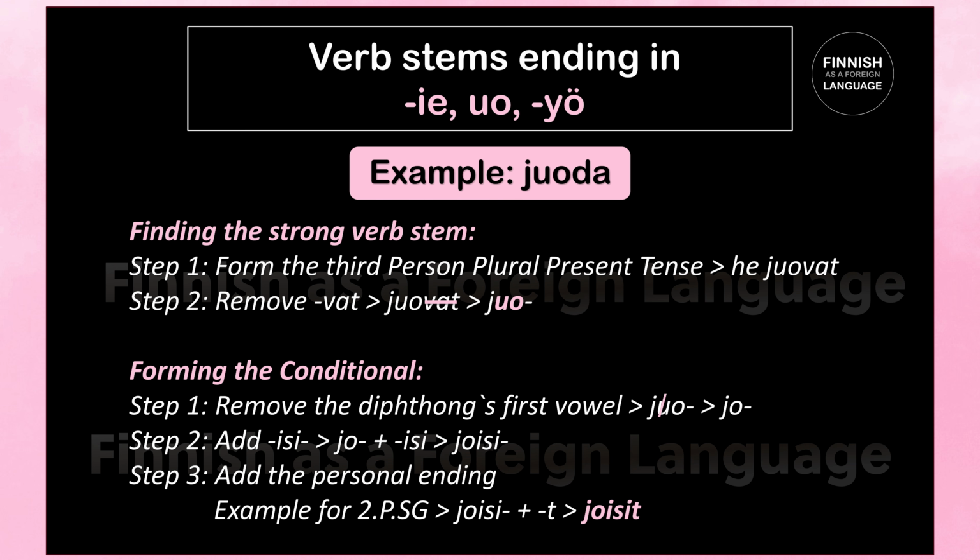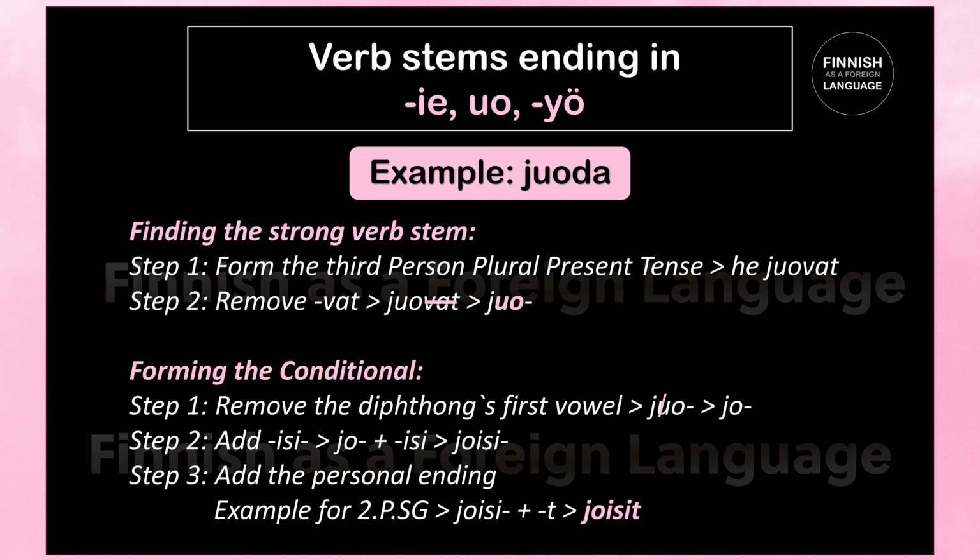And then step number 3, we add again the personal ending we want. Let's take for example the second person singular. Joisi plus t is joisit. In English it means you would drink, and this is the second person singular conditional mood of juoda.